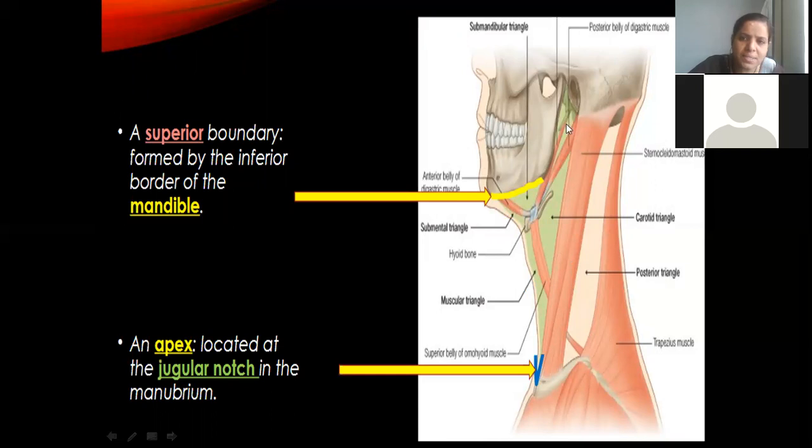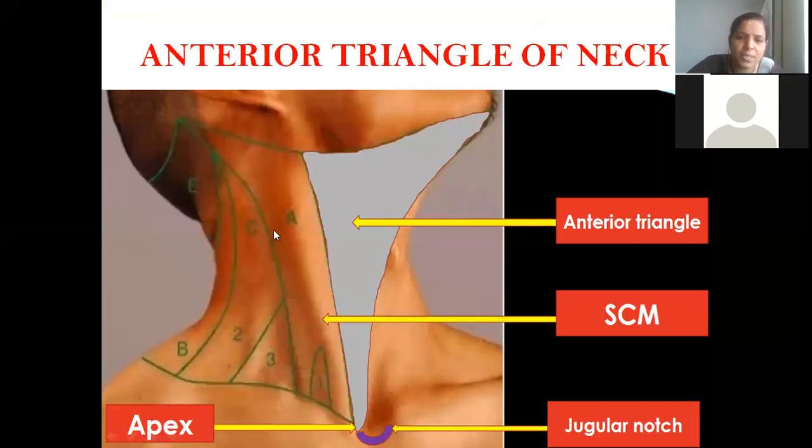So the apex is the meeting point, located at the jugular notch of the manubrium. That means the meeting point of this midline and the sternocleidomastoid, that is the jugular notch. So that is the anterior triangle. This is the midline of the neck, this is the anterior border of sternocleidomastoid, and this is the lower border of the mandible.